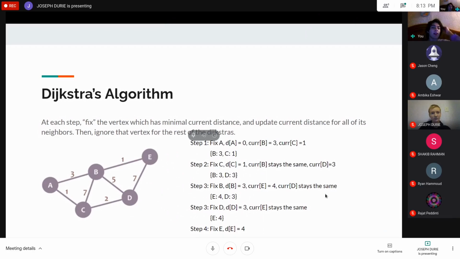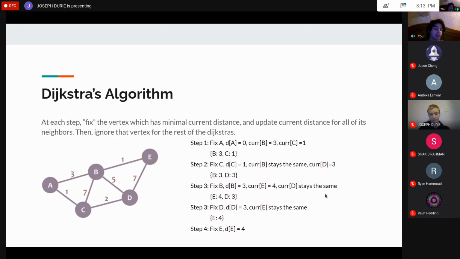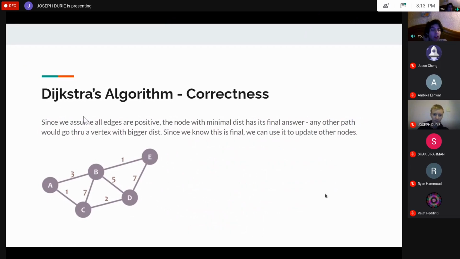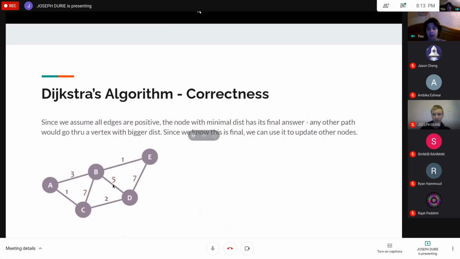Okay. I'll get more into the exact implementation in a second. But yeah, I guess we go to the next slide and I'll explain exactly what's happening. Right. Oh yeah. So before the implementation, I want to show why this is correct. Why this works, right?